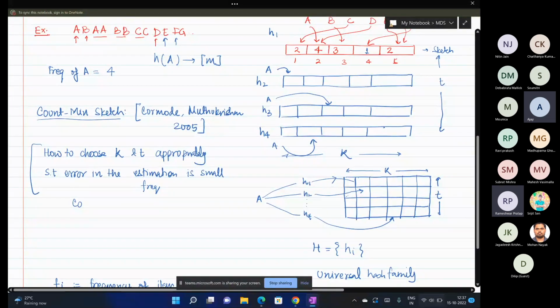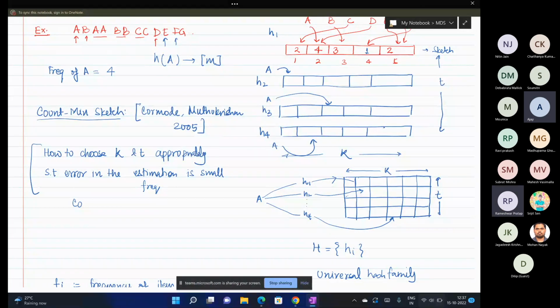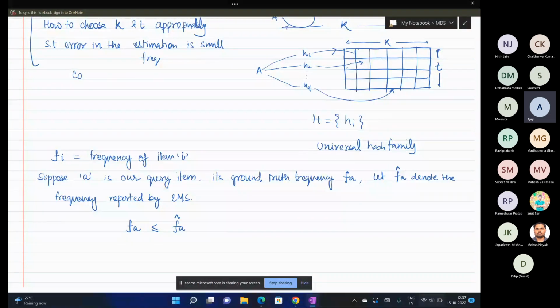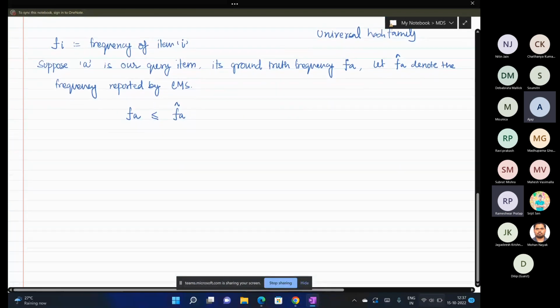Because in this example, it's possible that more than one item maps to the same bin. For example, in this bin, it consists of the count of both A and D, right? So this will give us an overestimate. Although we are repeating it, even after repetition, it can be as good as FA, but not smaller than that. So F hat A will always be at least FA. I hope you are with me on this point.